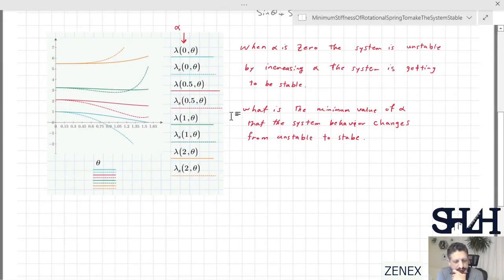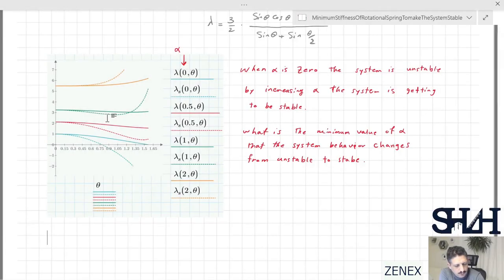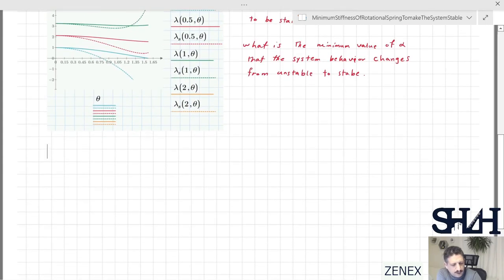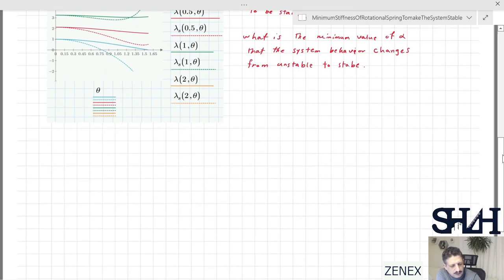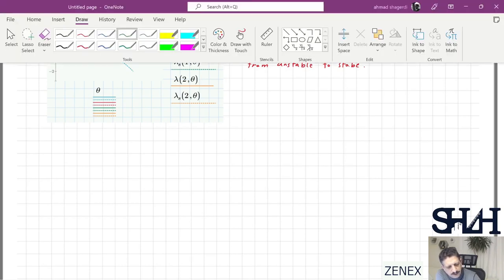We are going to check at what value of alpha the performance of the system would change from unstable to stable. So now we are looking for the value of alpha in a way that the behavior of the system changes from unstable to stable. And according to the graph, it should be something between 1 and 2, as you can see. So one method is calculating graphically, and the other method is checking with the calculation. So for that reason, it is easier if we go with simplification.